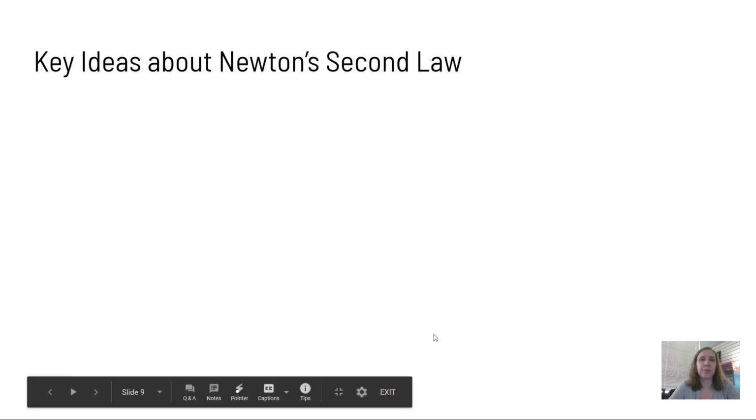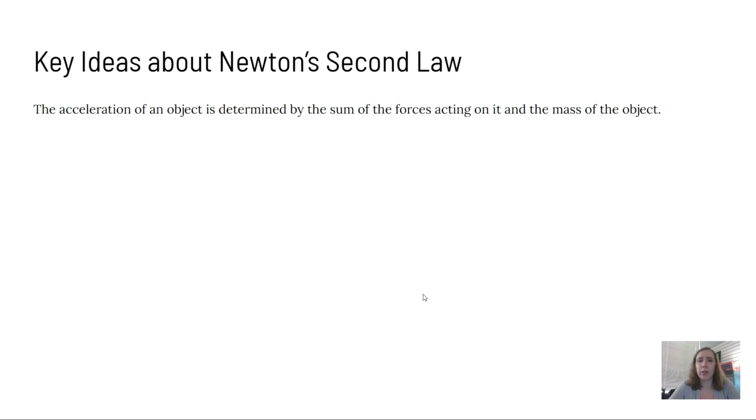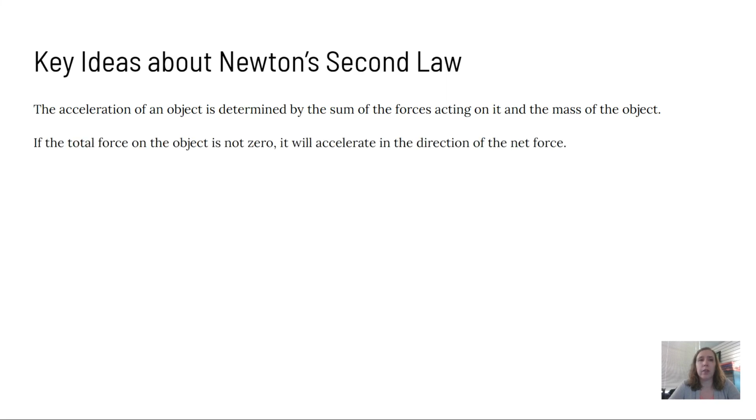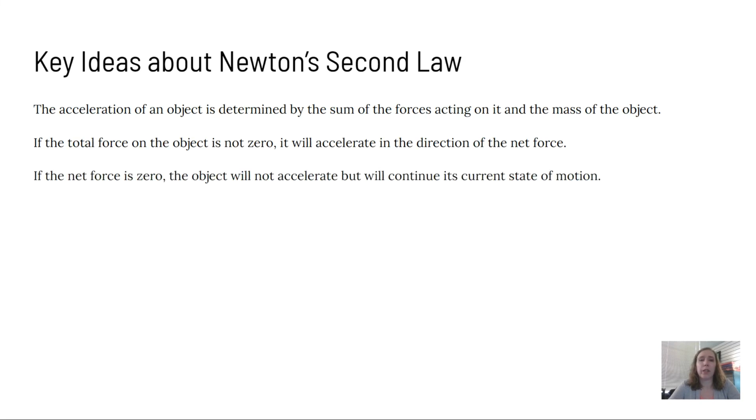Okay. Key ideas about Newton's second law. Acceleration of an object is determined by the sum of the forces acting on it and the mass of the object. If the total force on the object is not zero, it will accelerate in the direction of the net force.